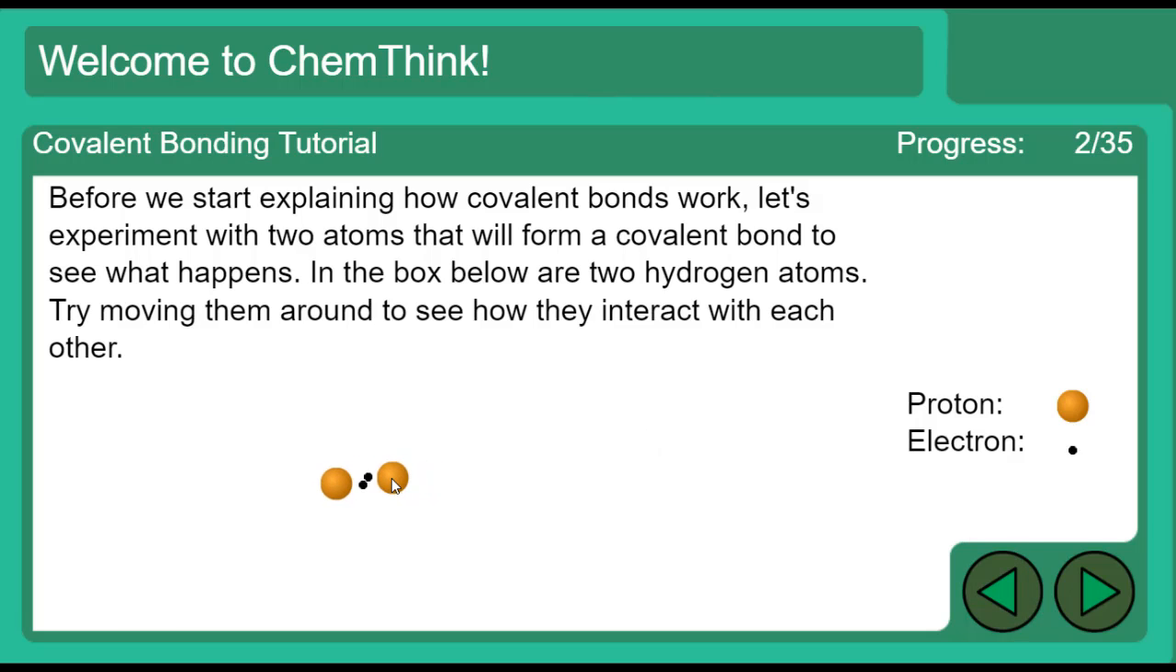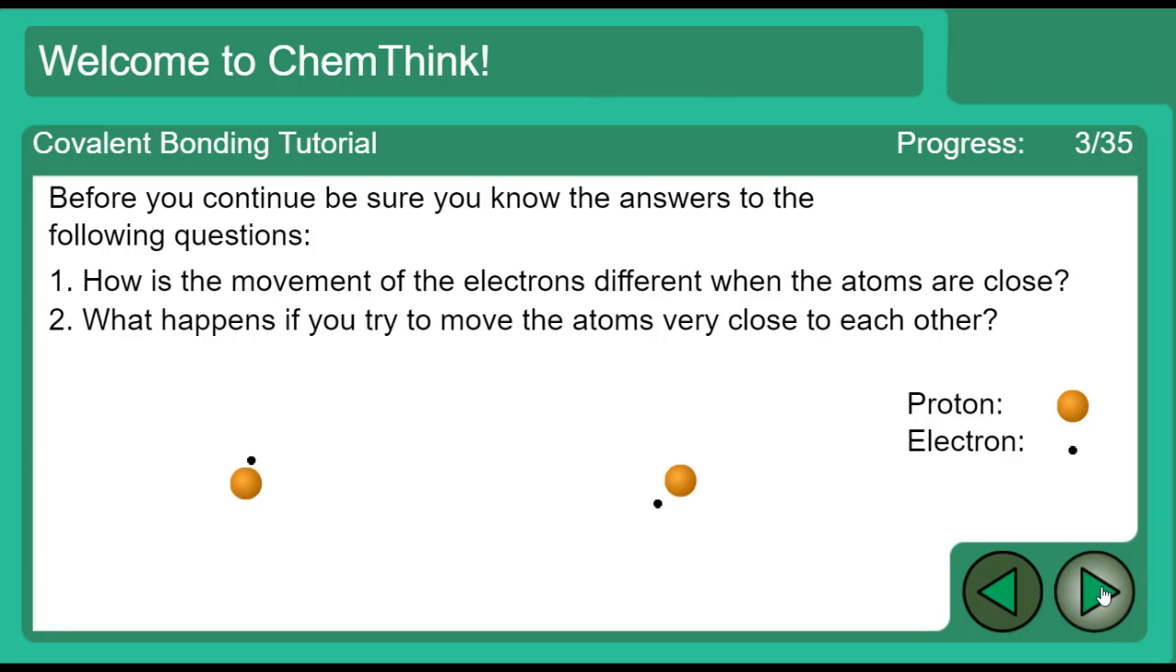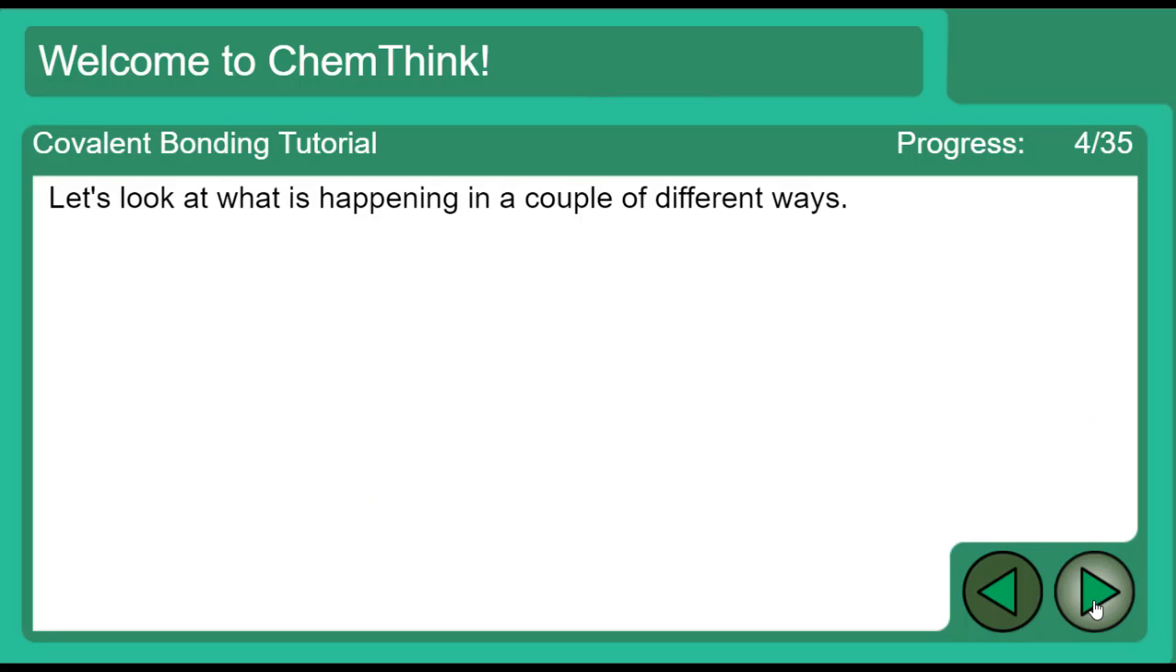Okay, so stick them together and you actually form a nice little bond, and you can drag them around together and they'll stay stuck. This is a much stronger bond because they're sharing than the ionic crystals that we saw before. The crystals are very easy to break apart because they're not really molecules, whereas this is now a molecule. It's an H2 molecule. Okay, so how is the movement different? What happens if you try to move them closer together? Well, we see that we have this little attraction going on when we put them together.